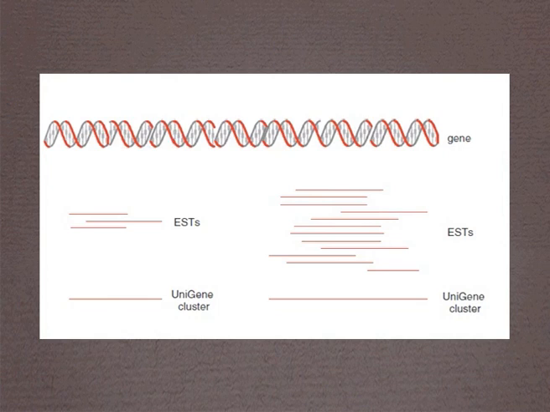This figure is a schematic representation of UniGene clusters. ESTs are mapped to a particular gene and to each other. The number of ESTs that constitute a UniGene cluster varies from 1 to tens of thousands. On average, there are 300 human ESTs per cluster.